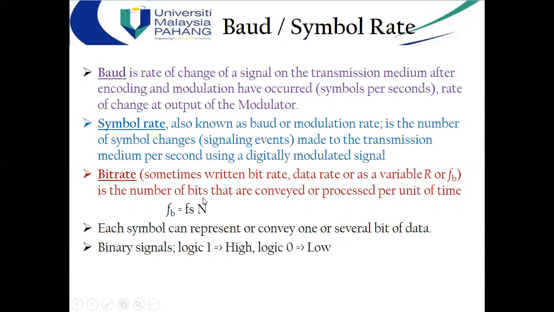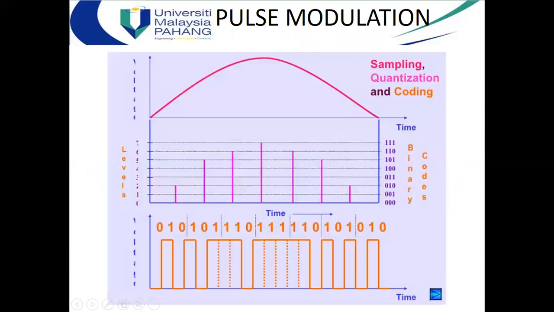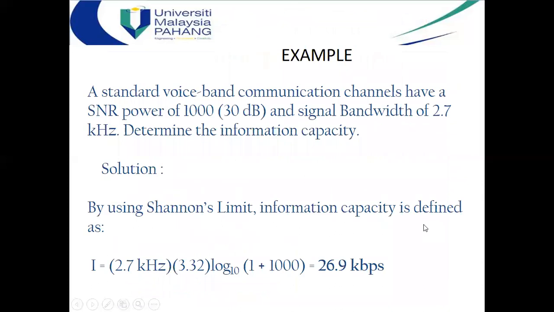So let me show this one again. We have seen one symbol here. One symbol is represented by three bits, right? So N is three. So the bit rate will be three multiplied by the symbol rate.